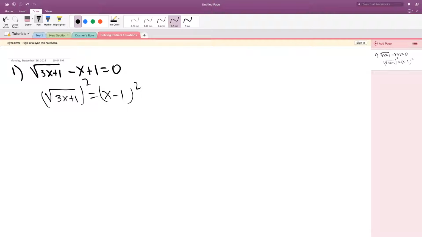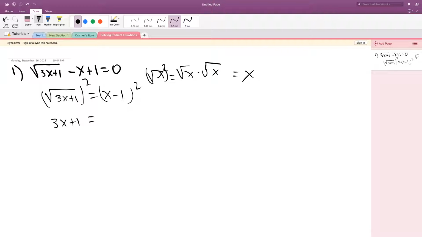Now if I square this, it's just going to become 3x plus 1. Remember, if I have the square root of x squared, this means the square root squared, which just becomes x. And that's the reason why we just have 3x plus 1 and the radical goes away.